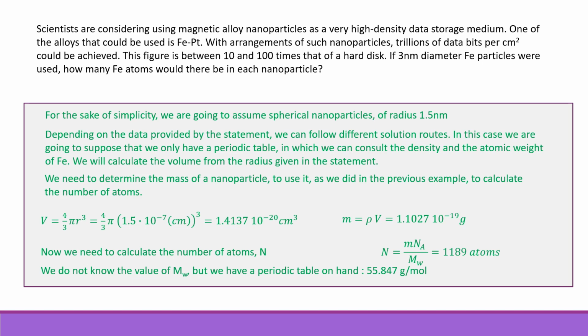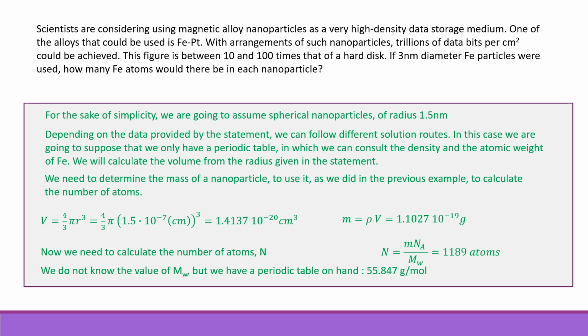In this case, we are going to suppose that we have only the periodic table because we are trying to bring forward the big importance of the periodic table. So let's assume that the only thing we have is the periodic table. Then we can look for some values, some properties, and in particular we can see the density and the atomic weight of the element in which we are interested now, which is iron. And then we'll calculate the volume from the radius, which is given in the statement, and we'll try to determine the mass and the number of atoms.